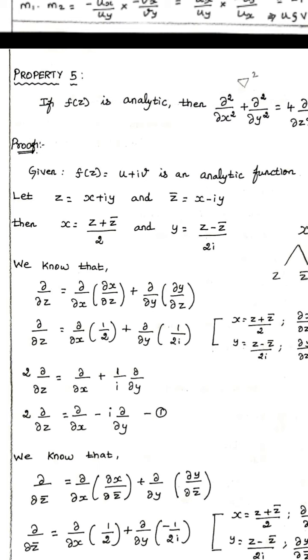Okay, now I am defining one z function. The z function is nothing but x plus iy. Then obviously its conjugate will be x minus iy. From these two, I am finding the value of x and y. If you add these two, you will get the x value. If you subtract the two, you will get the y value. Okay, and we already know these things.